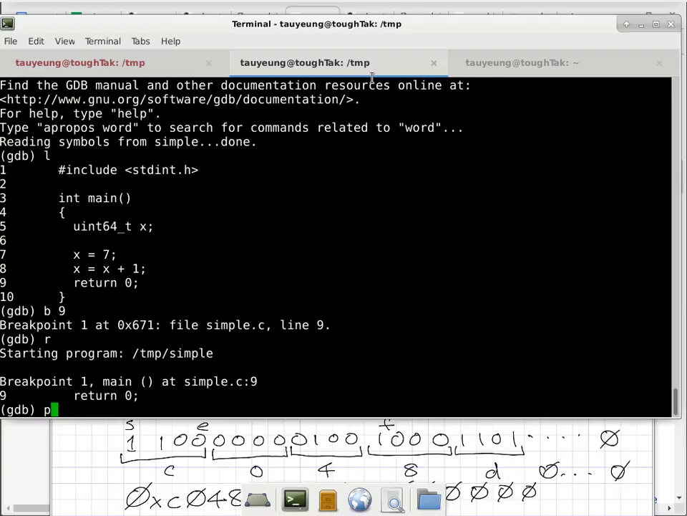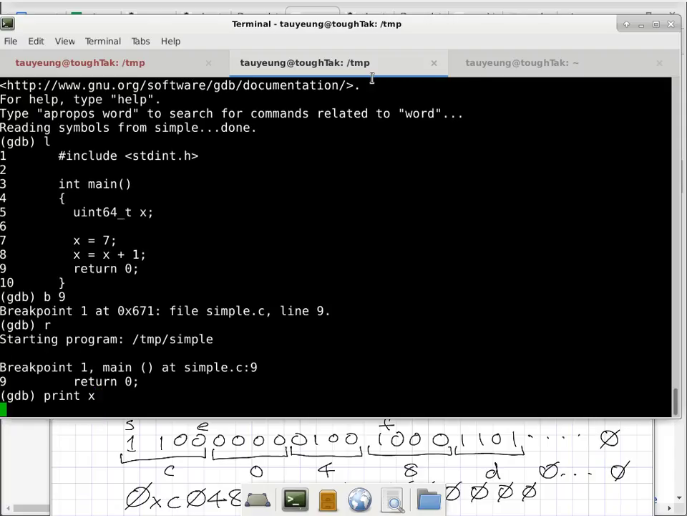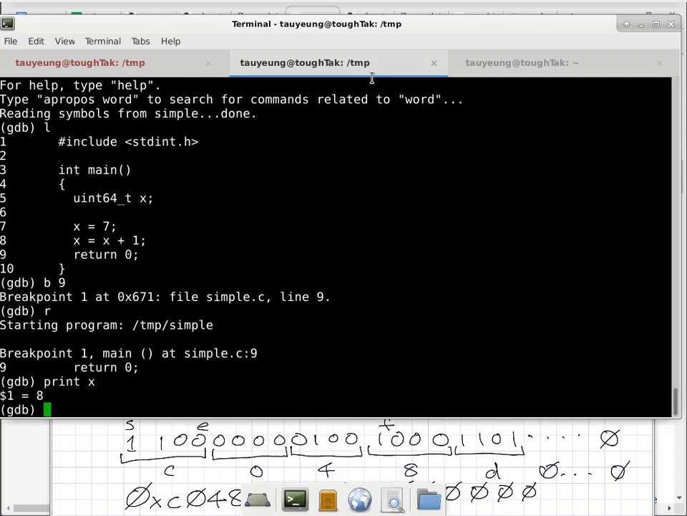If I print the value of x, what do you think x should be at this point? I'm right about to execute line 9. 8, so I would think so. x does have a value of 8.